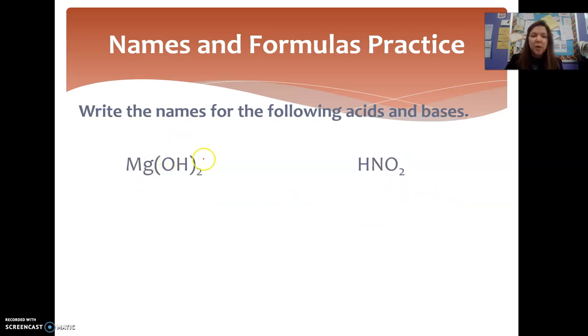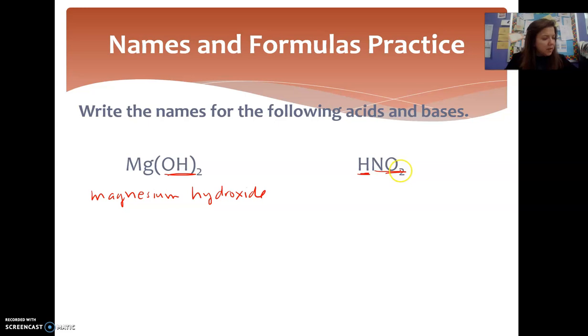Next up, MgOH. Is that an acid or a base? It's a base. Easy peasy. That's going to be, Mg is magnesium. OH is hydroxide. Okay. HNO2. Okay, we know it's an acid because it starts with H.